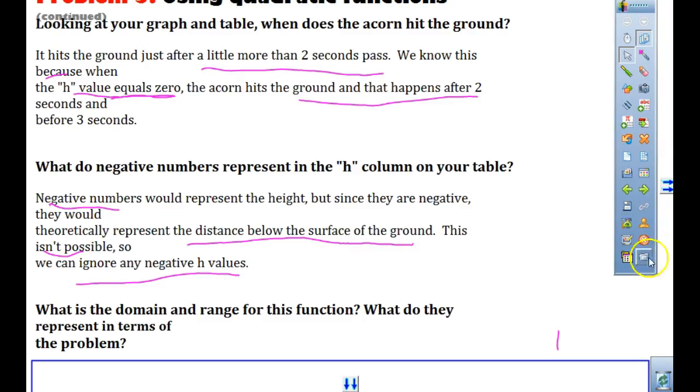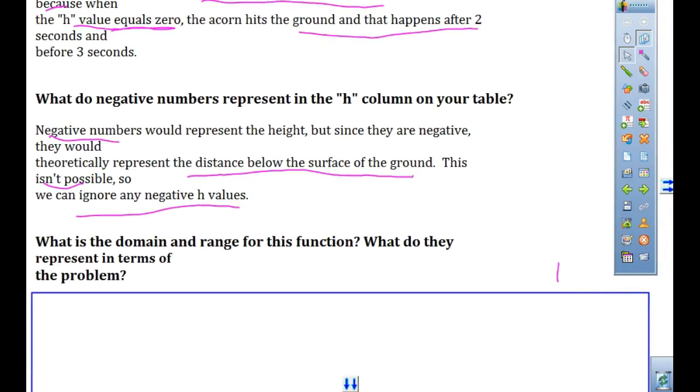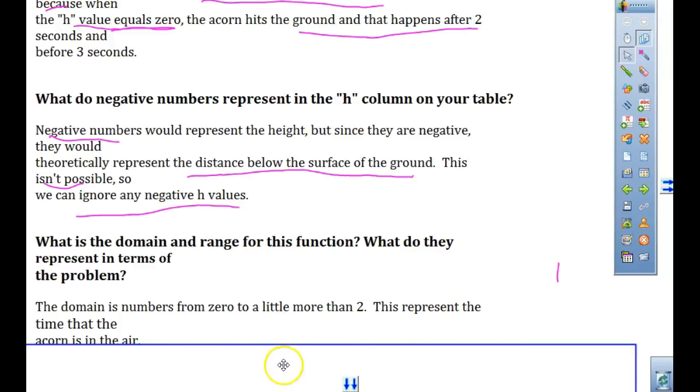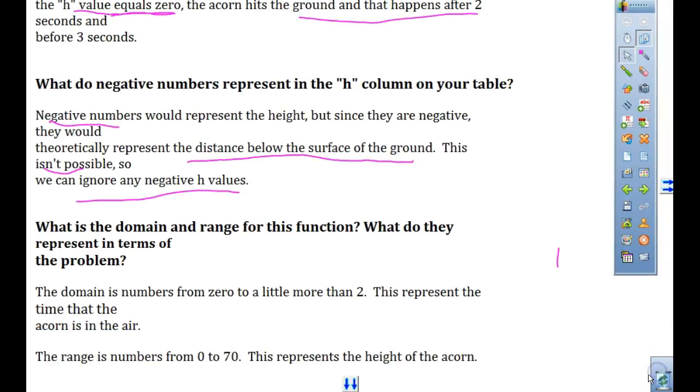So when we are looking at this, and our range, okay, so when we are looking at this, our domain is going to go from 0 to a little more than 2. What does this represent in our situation? This represents when the acorn was in the air. Okay? So if we're looking at our domain, 0 to a little more than 2, it represents the time the acorn was in the air. The range, again, it has a definite beginning and end. It goes from 70 as our highest to 0, and it was the height of the acorn.